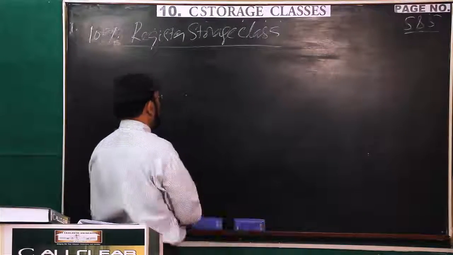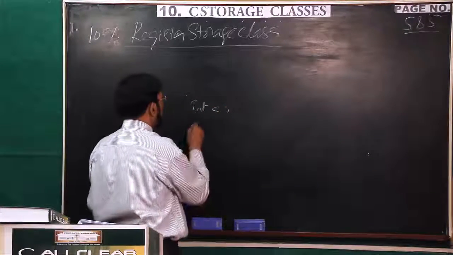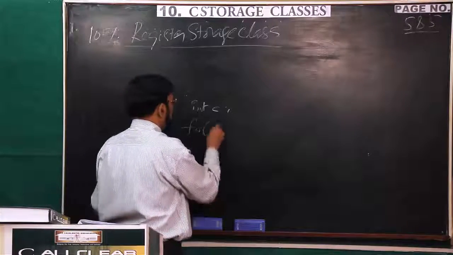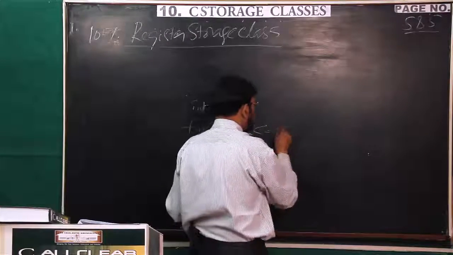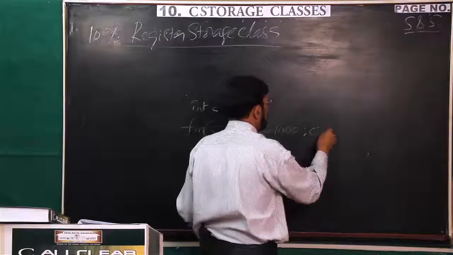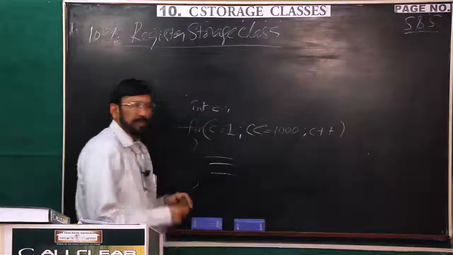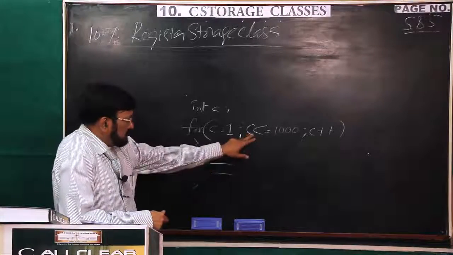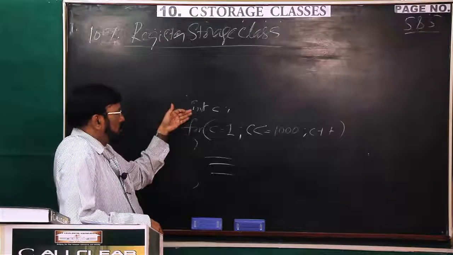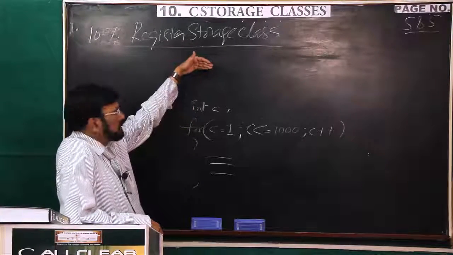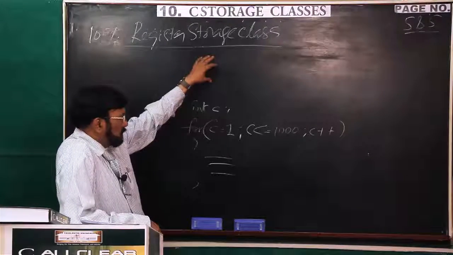Suppose we have declared a loop like this in C: for c = 1, c less than or equal to 1000, c++. Like that, one for loop we have created. In this case, what happens? Where is c stored? It is an auto variable, so obviously it is stored in RAM.